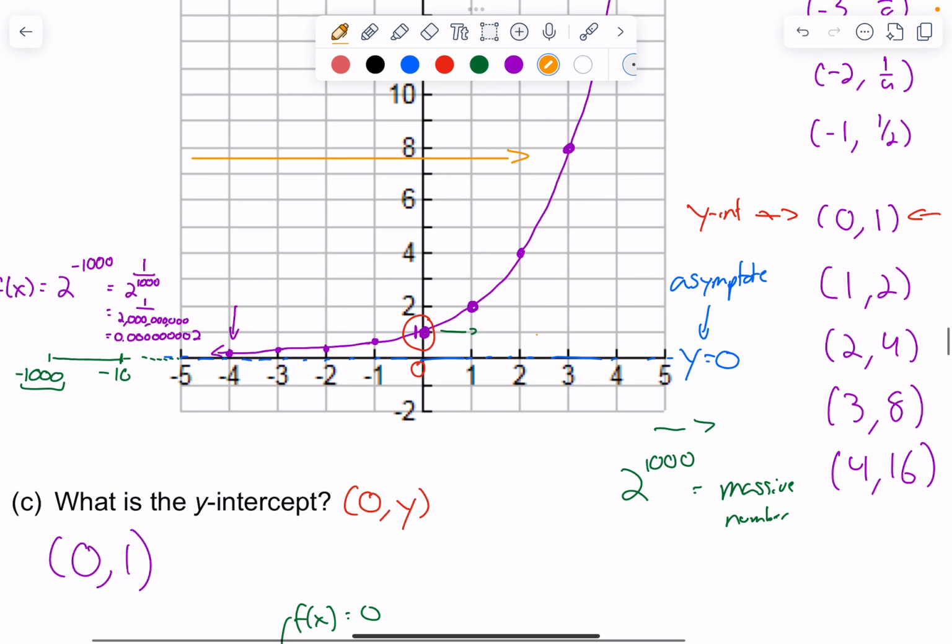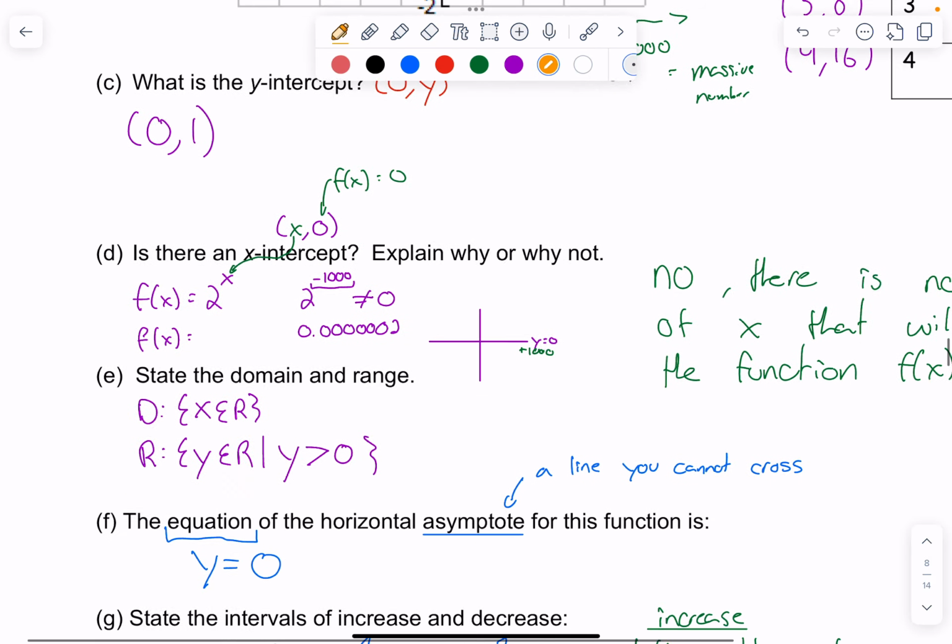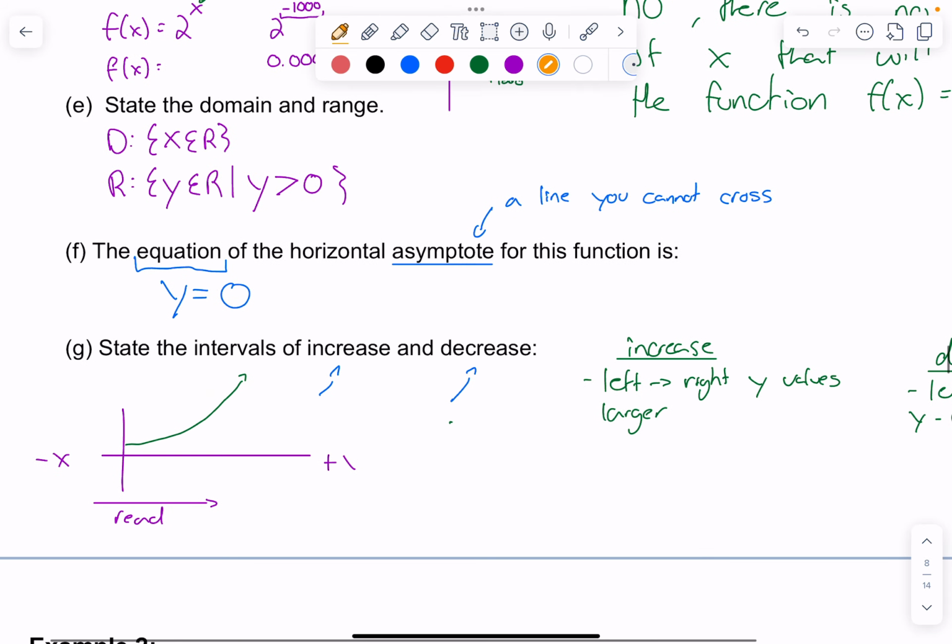Notice that if you take any point that we've graphed so far and you look to the right of it, it is always greater than what you started with. So going from this point to this point, you went up. You increased there. You went from here to here, you went up. So you actually increased there too. So this graph is always increasing.